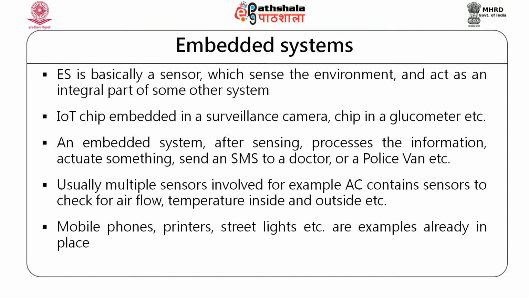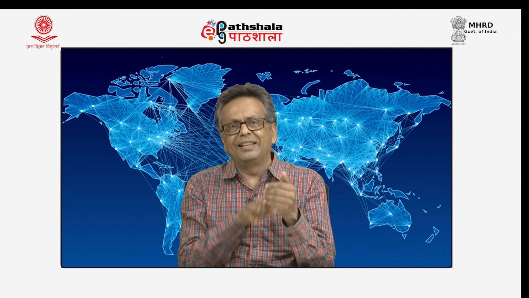One more word which people use is embedded system, and IoT is actually an embedded system with internet enablement. Okay. So, an embedded system is basically a sensor which senses the environment and acts. For example, an IoT chip embedded in a surveillance camera makes the surveillance camera an embedded system. A chip in a glucometer makes it an embedded system. Okay. So, there are three phases of any embedded system: they perceive something, they process that, and then they actuate.